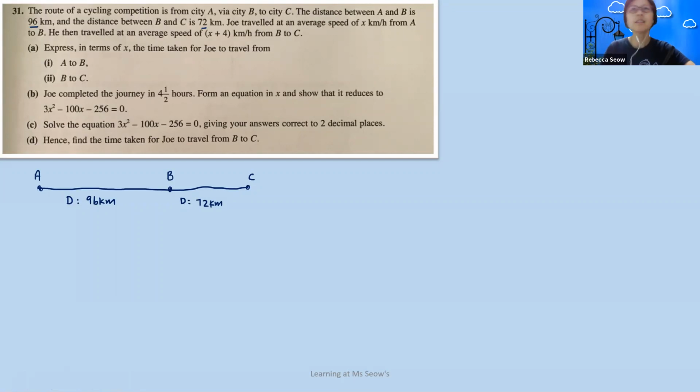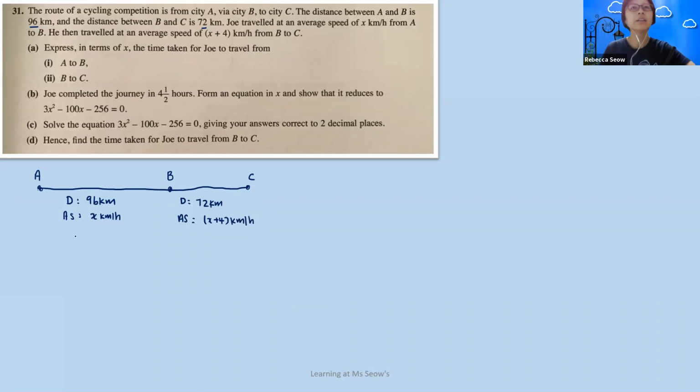Now next, let's see where we could put in the rest of the information into the diagram. Joe traveled at an average speed of X kilometers per hour from A to B. So his average speed from A to B, I'm going to put it down as X kilometers per hour. And for the average speed between B and C, that would be X plus 4 kilometers per hour.